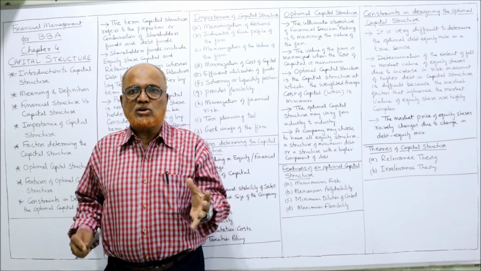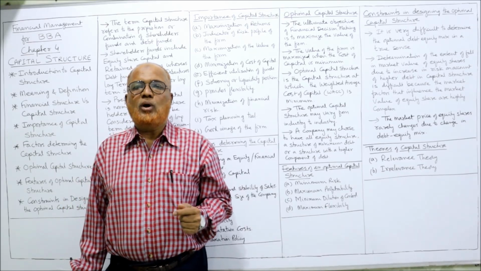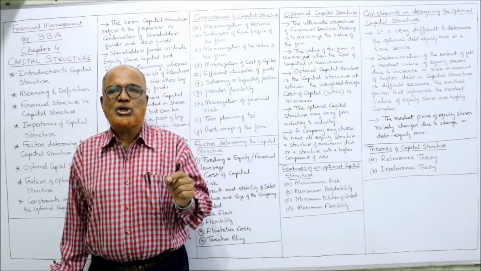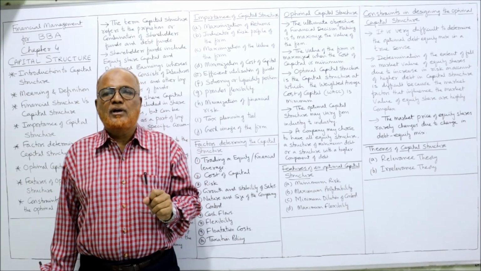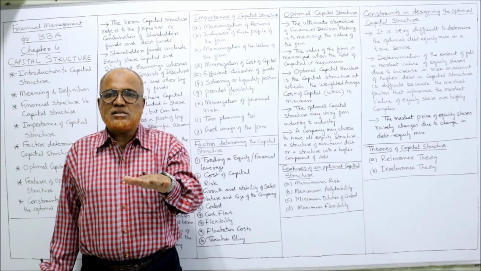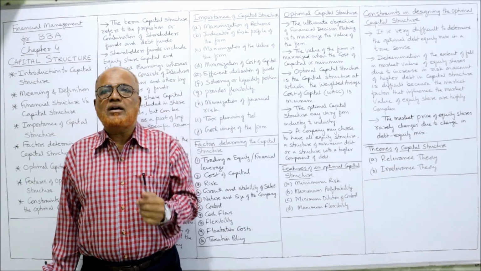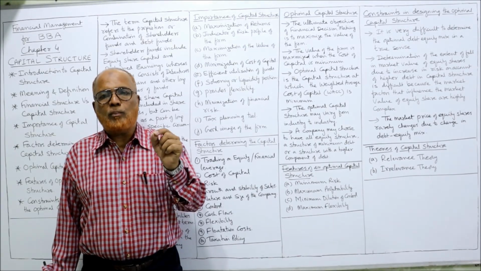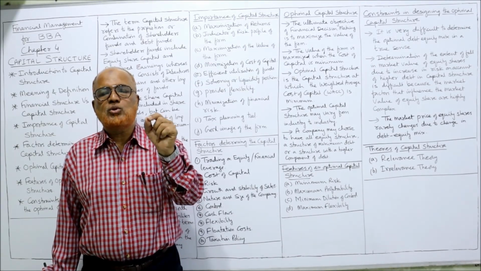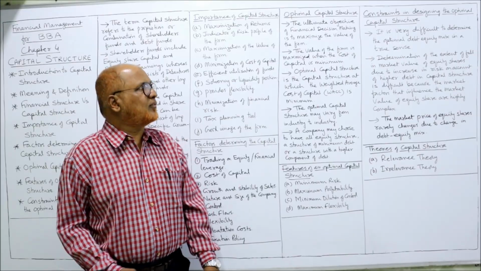The overall cost of capital will decrease. So every business will have an objective of minimizing the cost of capital. When cost of capital is minimized, then it will maximize the wealth of the shareholders. That's why proper capital structure is needed to minimize the cost of capital.